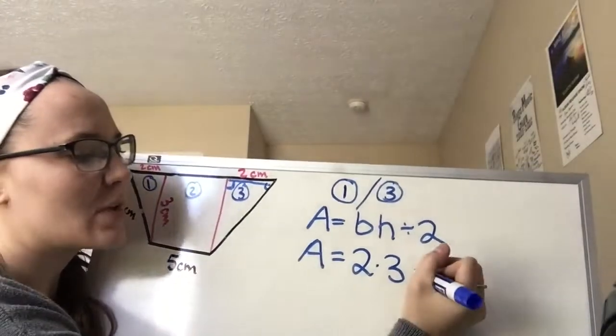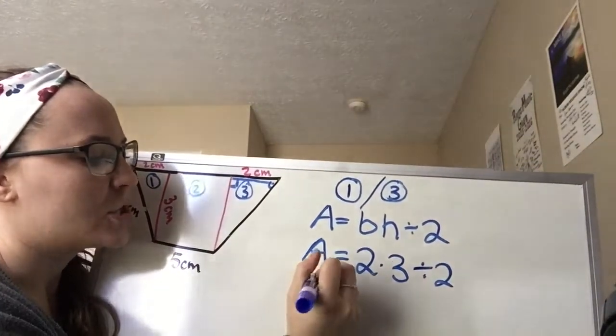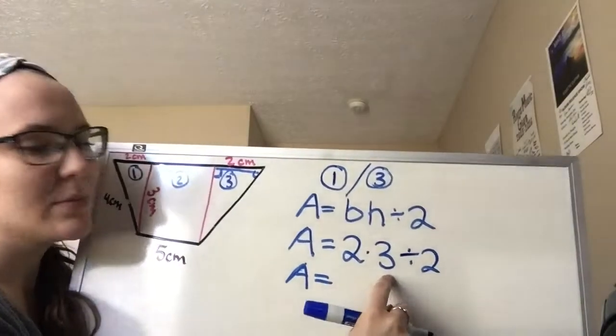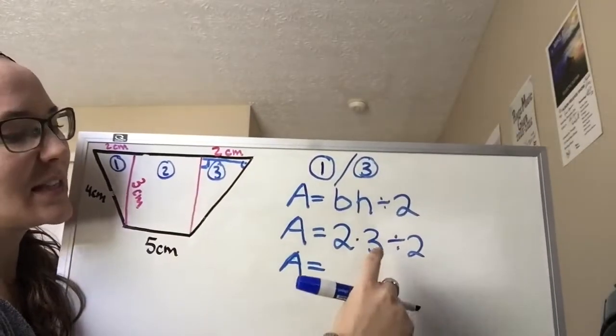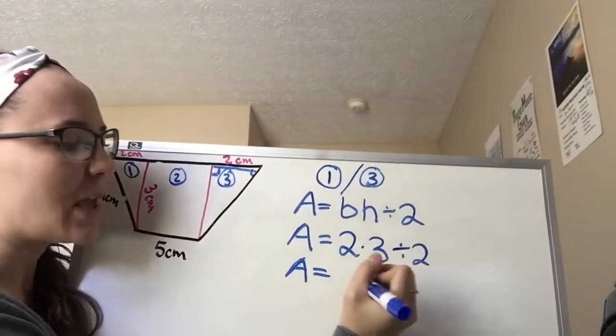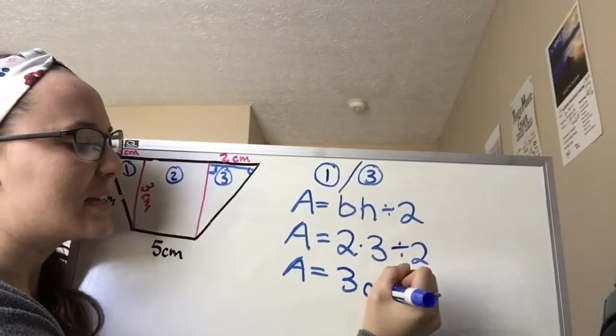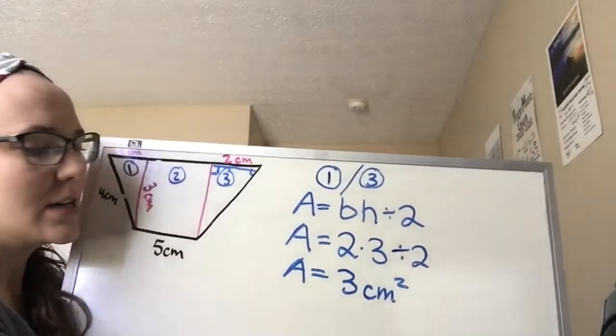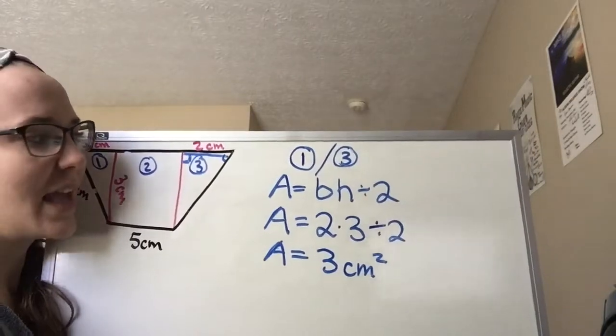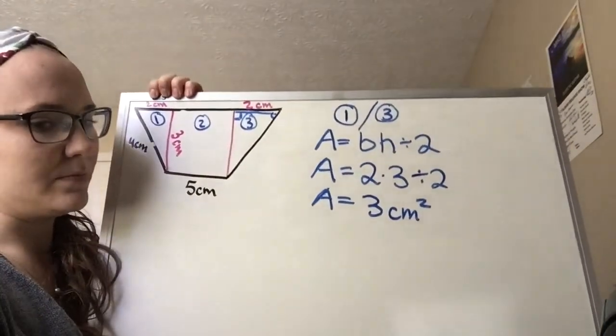So 2 times 3 divided by 2. So area is, 2 times 3 is 6. 6 divided by 2 is 3. So we would say 3 square centimeters. That is the area of shape 1 and 3.